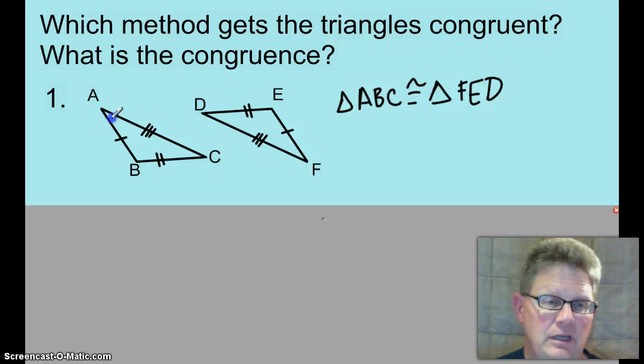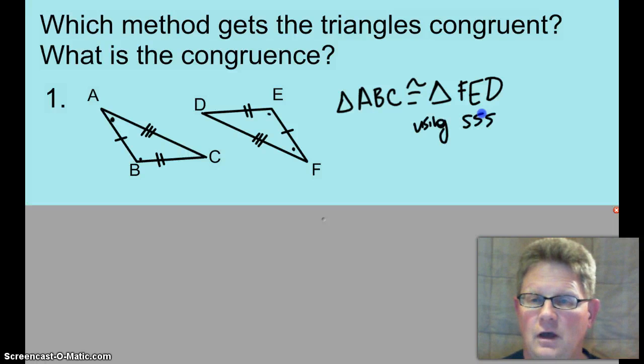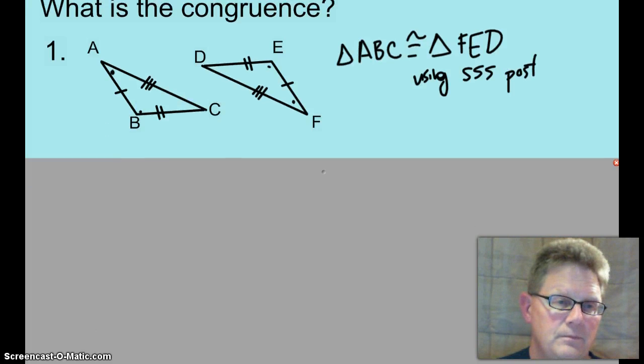I saw that A right here was between the 1 tick mark side and the 3 tick mark side. So over here I came over to the 1 tick mark side and the 3 tick mark side. That was F. Then I looked at B, which is between the 1 tick and the 2 tick. So over here, between the 1 tick and the 2 tick, that's angle E. And that's how I got the order. And that would be using the side, side, side postulate. Alrighty. Next, please.